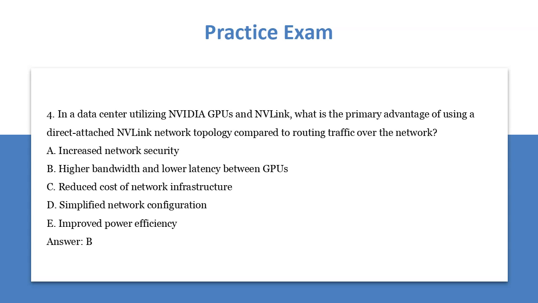4. In a data center utilizing NVIDIA GPUs and NVLink, what is the primary advantage of using a direct attached NVLink network topology compared to routing traffic over the network? A. Increased network security. B. Higher bandwidth and lower latency between GPUs. C. Reduced cost of network infrastructure. D. Simplified network configuration. E. Improved power efficiency. Answer: B.